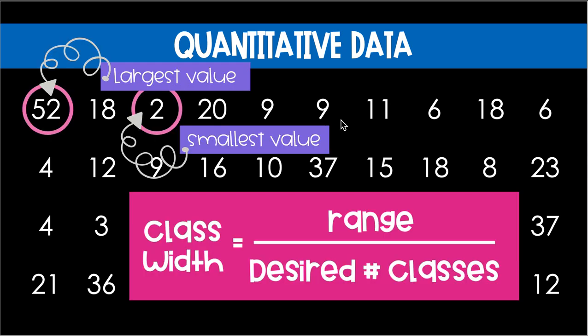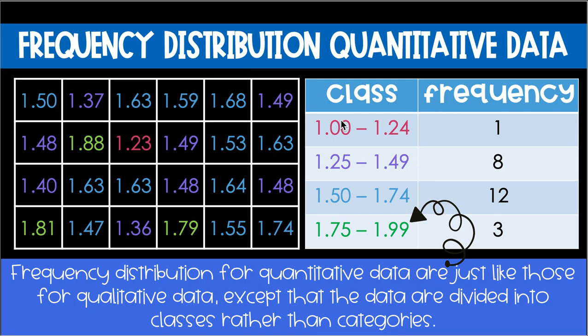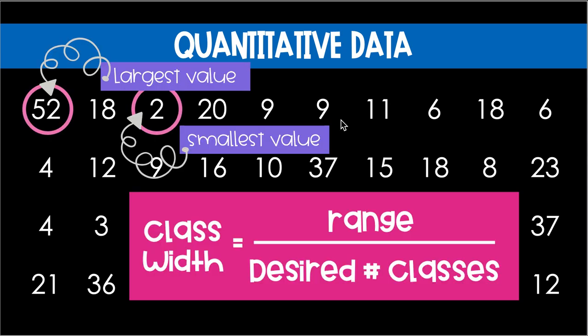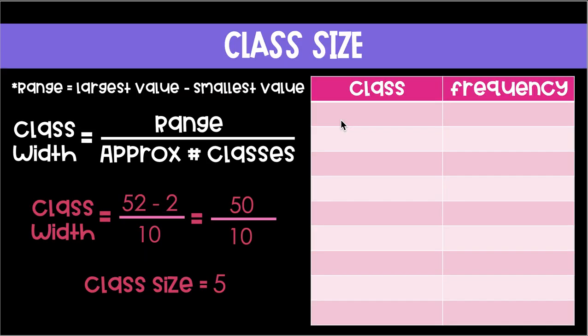To decide what's the class width, in this previous example, our classes were given. But let's suppose we're just given the data and we have to decide what will be the class size or the class width. You have to divide the range by the desired number of classes, or an approximate number of classes you would like to have, and that will give you the class width. The range you find by subtracting the largest value minus the smallest value in your data set. I wrote it down over here at the top.